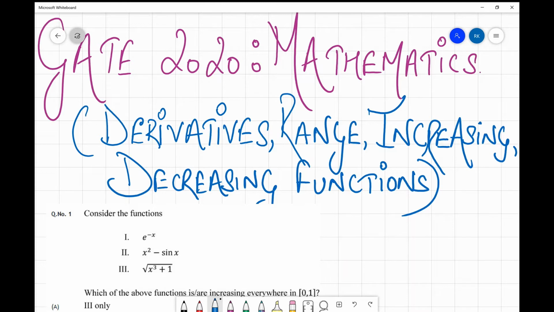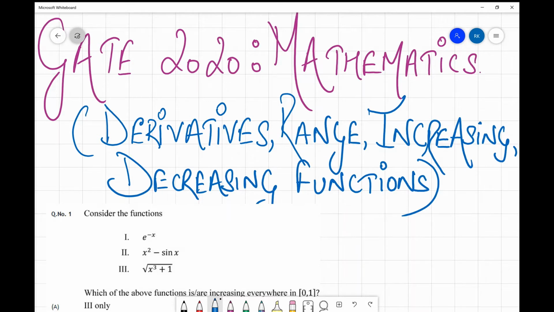I've not discussed any question from mathematics so far, so I thought why not discuss questions from this topic as well, as you always get some questions from mathematics. Here we have a question from GATE 2020. This question is from derivatives. It covers various aspects of derivatives, range, increasing and decreasing functions. So let's see how we solve this one.